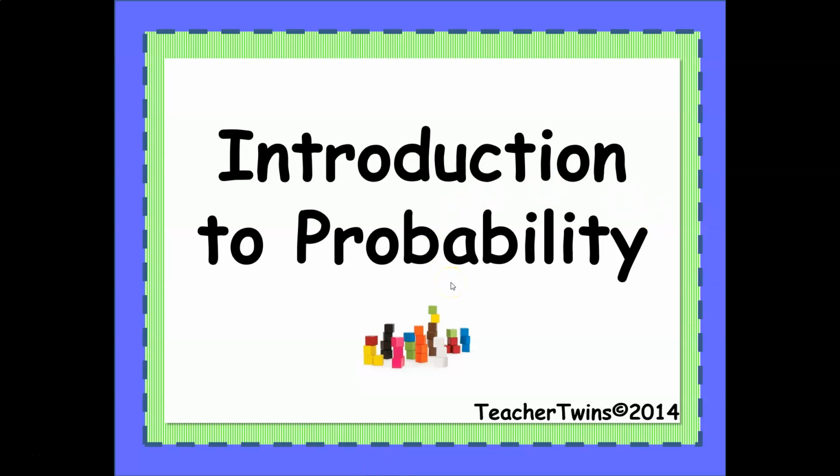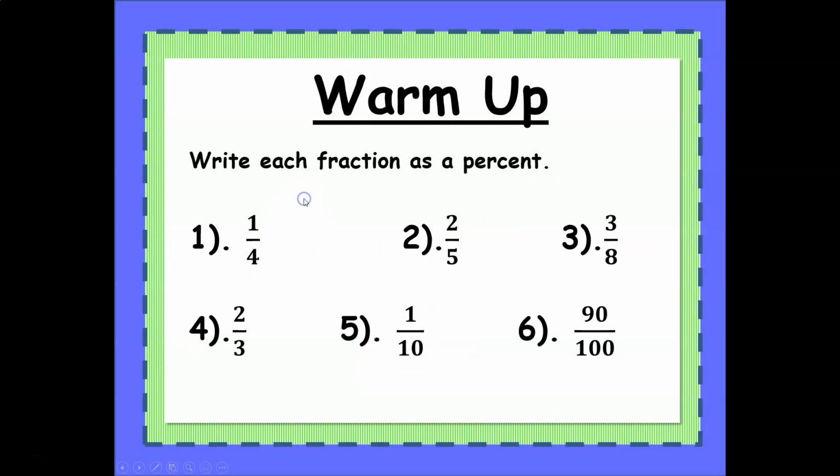Okay, today we are starting our unit on probability. So we're going to start with a little bit of a warm-up and a review of how to turn a fraction into a percent. So remember, to turn a fraction into a percent, we take 1/4, we take 1 divided by 4 to get 0.25, then you have to move your decimal 2 places to the right to get 25%.